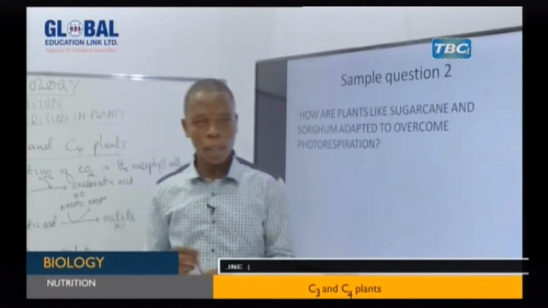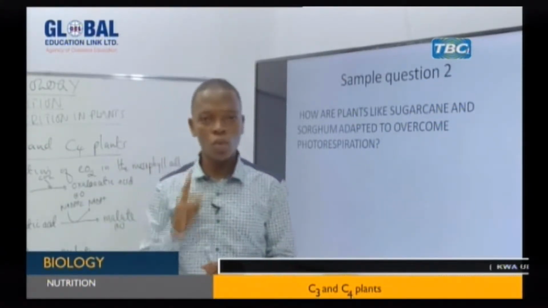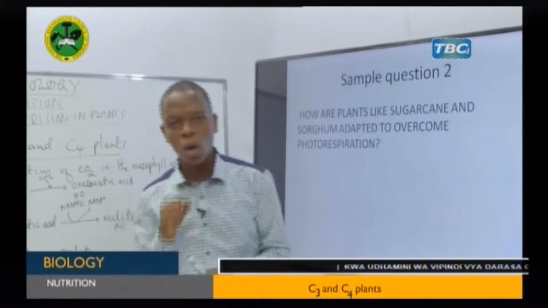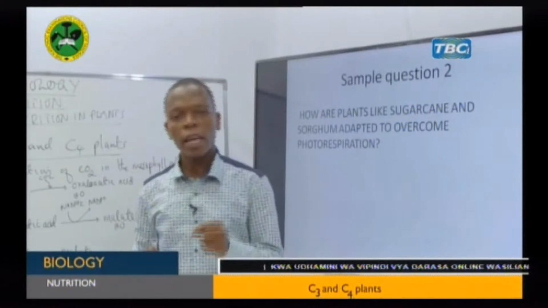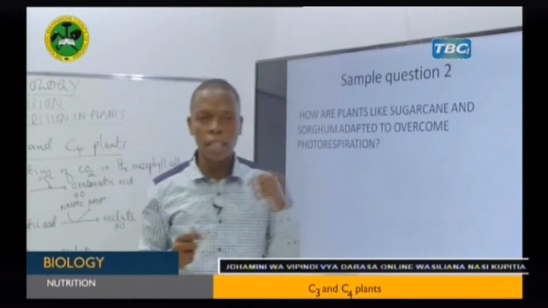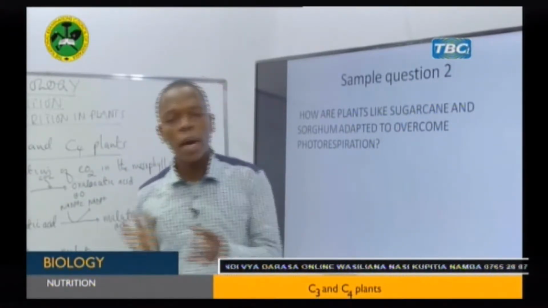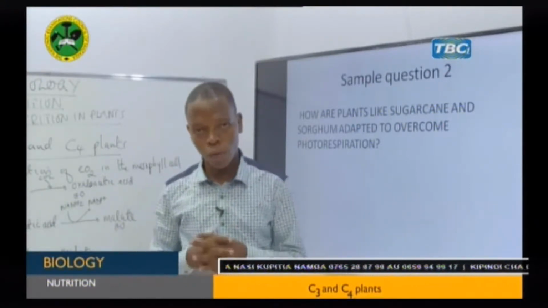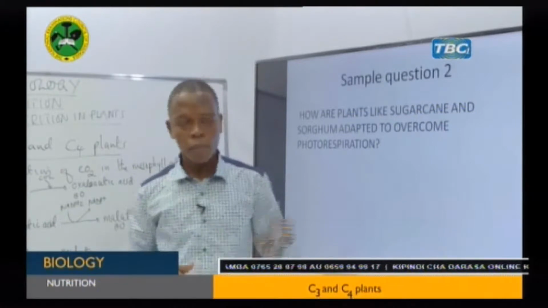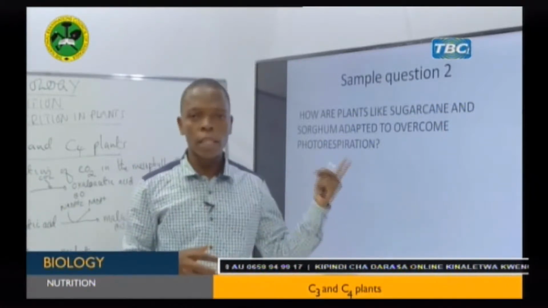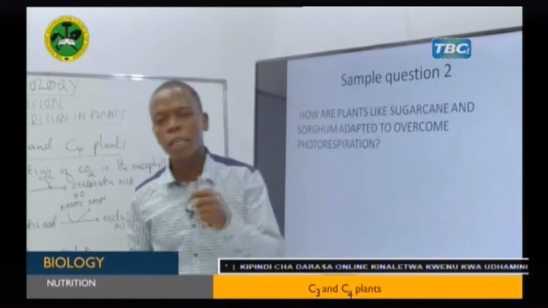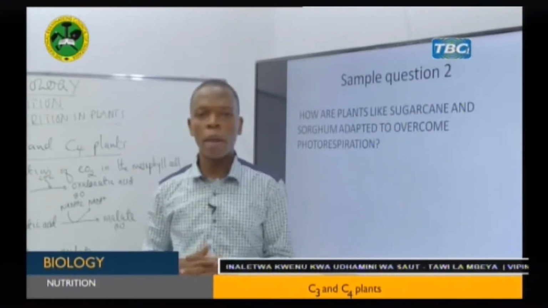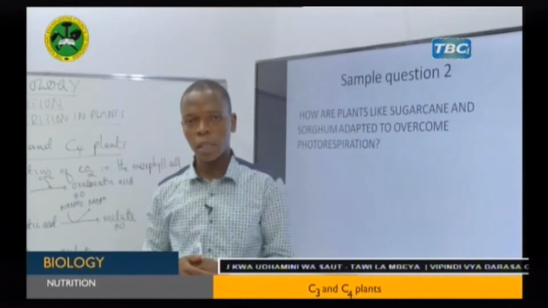The response to this question: first, you need to know whether sugarcane and sorghum are C3 or C4 plants. After knowing that, you can answer how these plants are adapted to overcome the process of photorespiration. As I told you, these two plants, sorghum and sugarcane, are C4 plants. Therefore, how is this C4 plant adapted to overcome photorespiration?